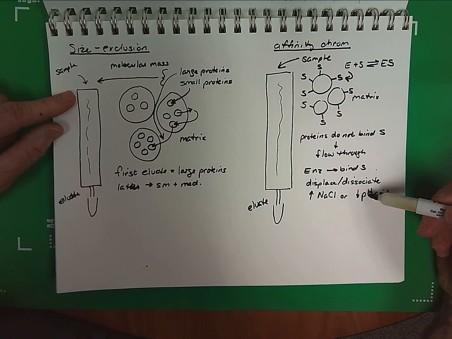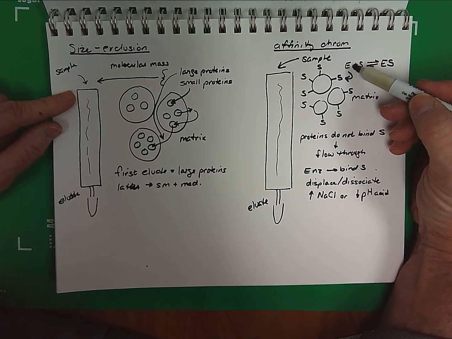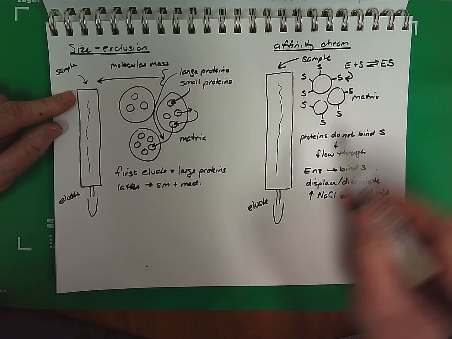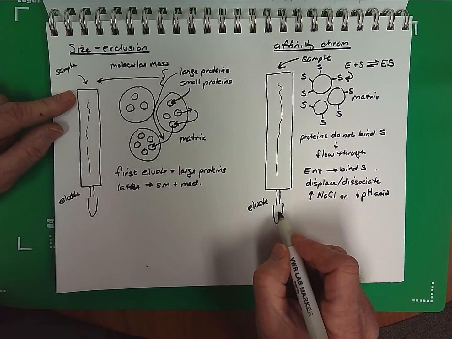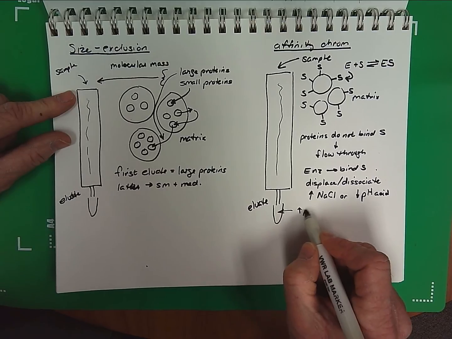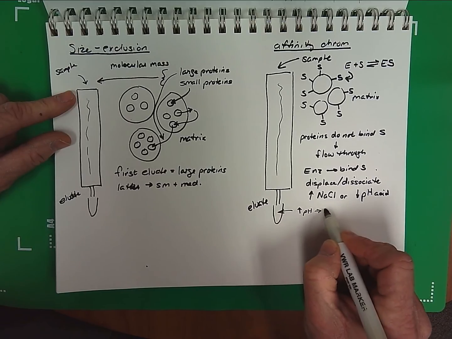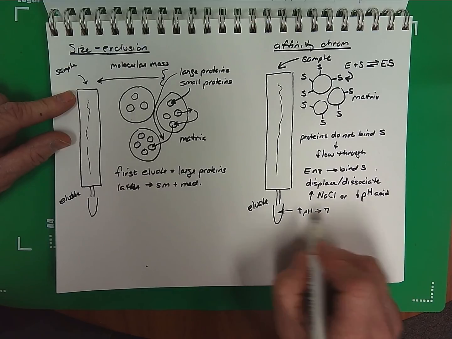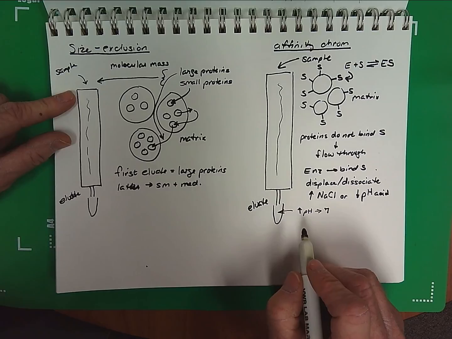Also, mild pH changes, mild acid conditions, will just slightly denature the enzyme, unfold it just enough so it releases from the substrate, loses its affinity. And then once it comes down here into the eluate, we can return the pH to 7, neutrality, to protect the protein from acid denaturation.